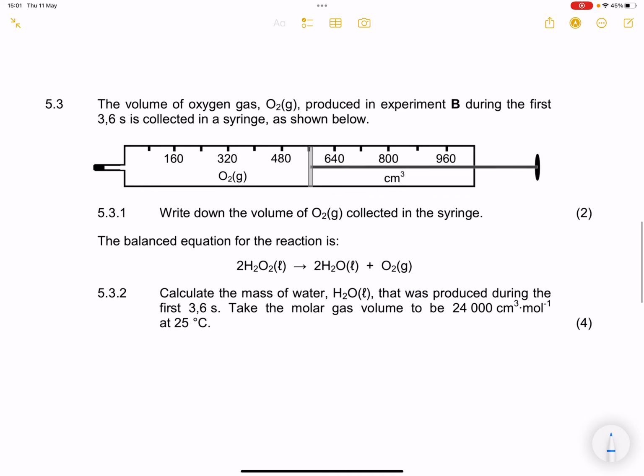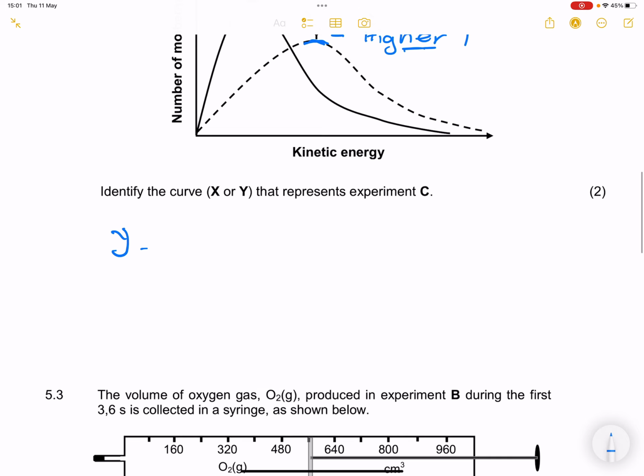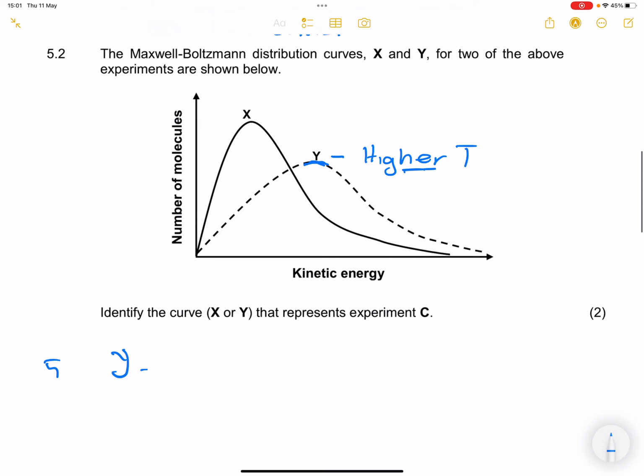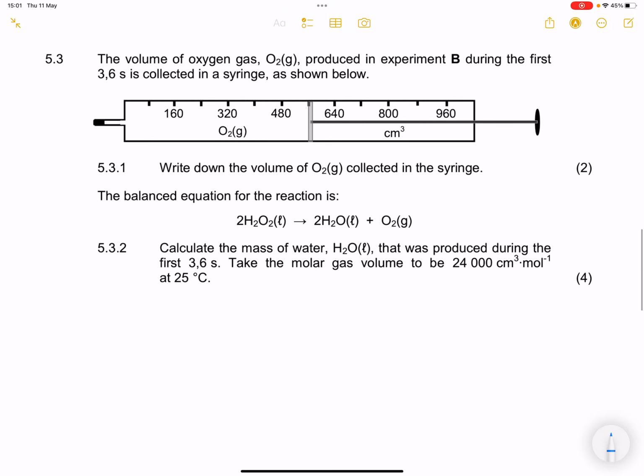Okay, right, let's go on to the next question. Of course, I should have numbered there. This is 5.2. They say the volume of oxygen gas produced in experiment B during the first 3.6 seconds is collected in a syringe as shown below. Here's the volume that is collected there. They say write down the volume of oxygen collected in the syringe.